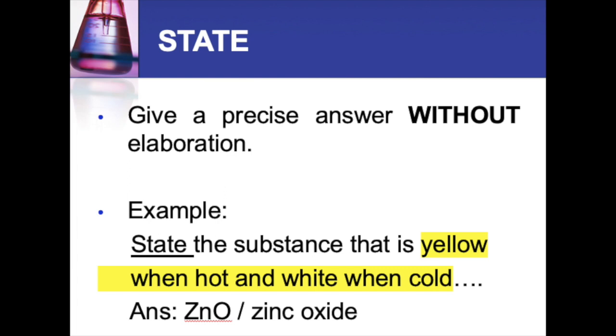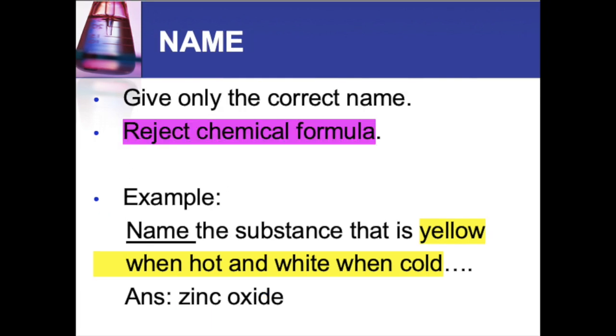The next keyword that we are looking for is name. Only give the correct name according to the question, but we are not allowed to give the chemical formula. We will reject the chemical formula. For the same question just now, if your answer is ZnO, you will not get a single mark. But when you write zinc oxide, yes, correct, you will get the mark. However, be careful, if you write zinc II oxide, you will get a wrong answer.